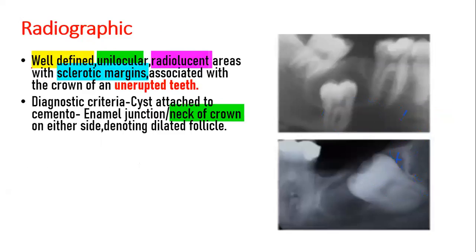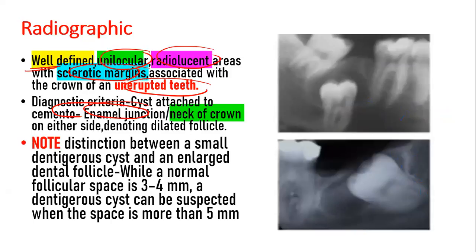Radiographically, it is a typical well-defined unilocular radiolucent area with sclerotic margins surrounding an unerupted tooth, always attached to the cemento-enamel junction, right? So here you have the enamel surface, and this is the cementum, and it is always attached to the cemento-enamel junction. It is a well-defined, unilocular radiolucency surrounded with this sclerotic margin, right?